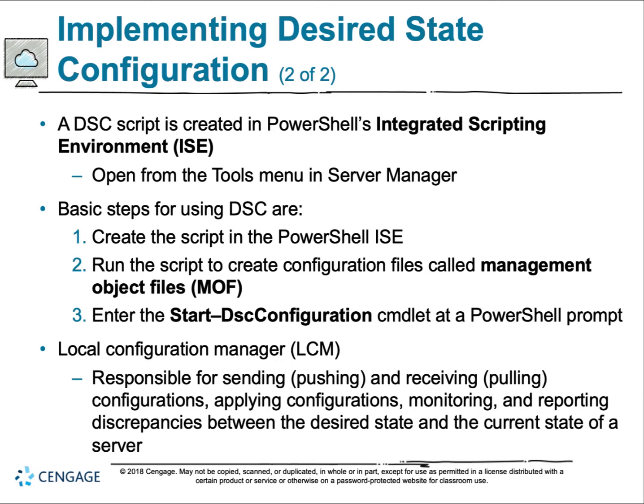You create a DSC script in PowerShell's ISE, a PowerShell development environment that you can open from the Tools menu in Server Manager. The basic steps for using DSC are as you can see on the slide. First is creating a script in the PowerShell ISE. Then you run the script to create configuration files called management object files, or MOF. And then you finally enter the Start-DscConfiguration cmdlet at the PowerShell prompt.